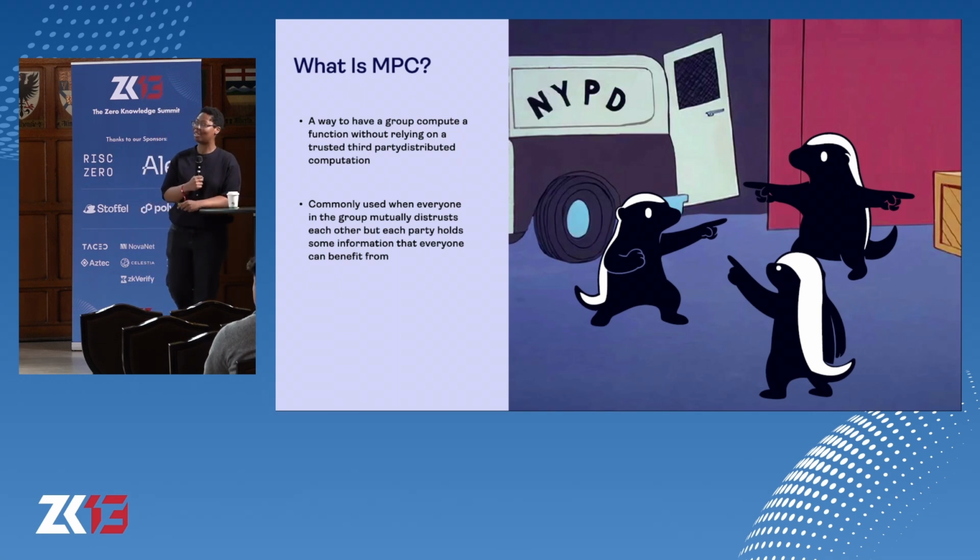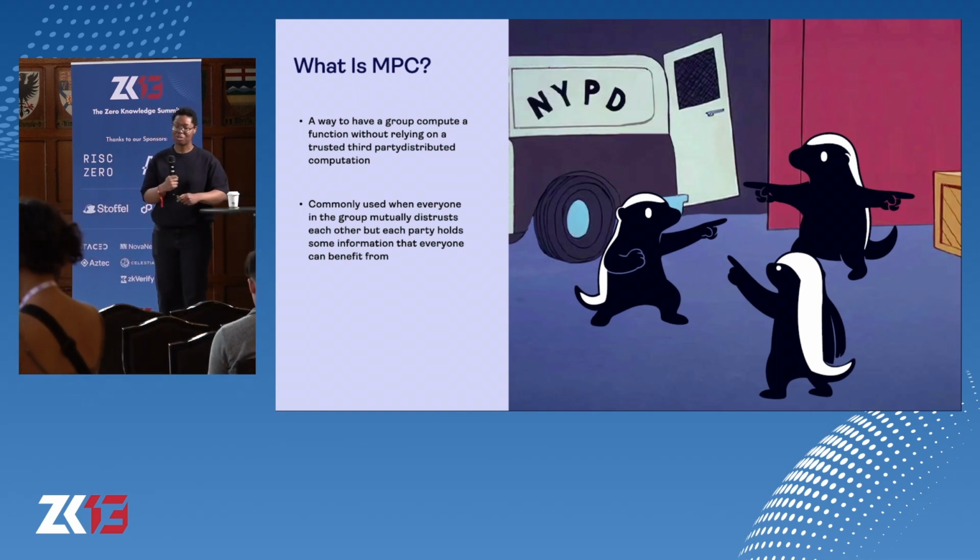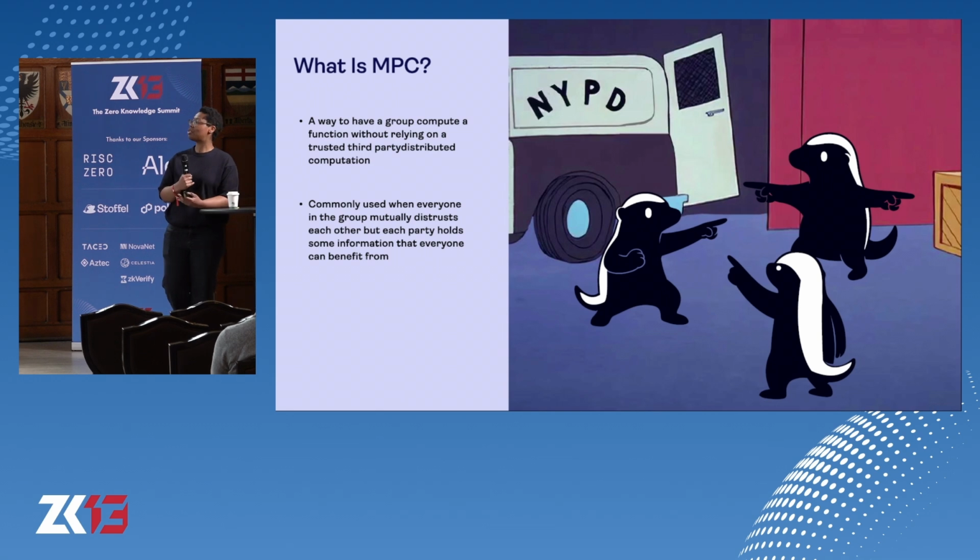As a really high-level overview of MPC, we'll go into more details later. It's a way to basically compute a function as a group without trusting some external party. So you see Stoffel here. Who's the real Stoffel? The function is to determine who's the imposter and who's the real Stoffel. It's commonly used in settings where everybody distrusts each other. What that means depends on the setting in which you're deploying it. This is very vague, but I'll go into more details later about what exactly we mean by those terms.